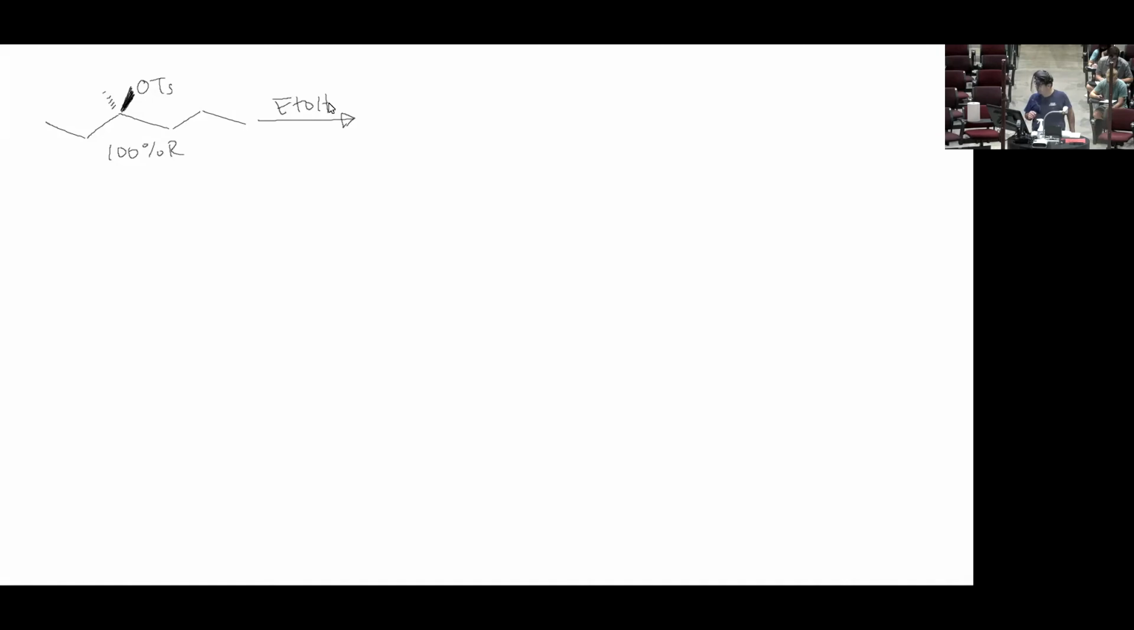What would we expect to happen? Well, again, the first step is going to be loss of the leaving group. So we're going to get our carbocation, but what do we know about the shape of carbocations? Remember, carbocation carbons are sp2 hybridized, so they're planar. So even though we started with an enantiomerically pure starting material, we just lost that. Right? This carbocation intermediate is achiral.